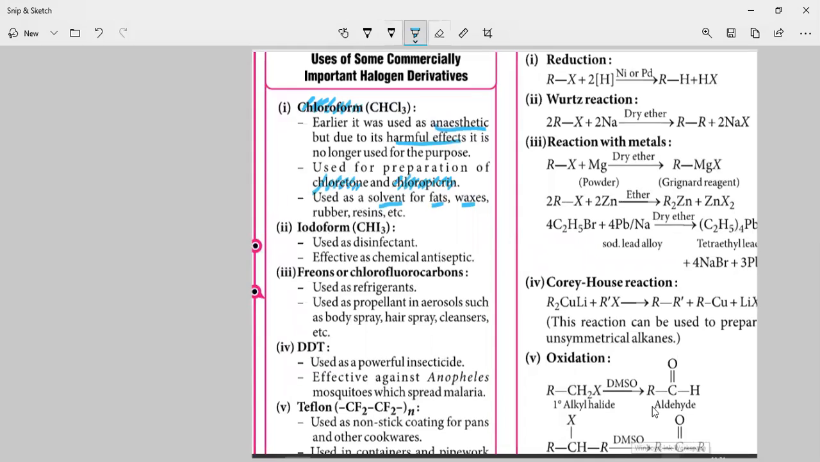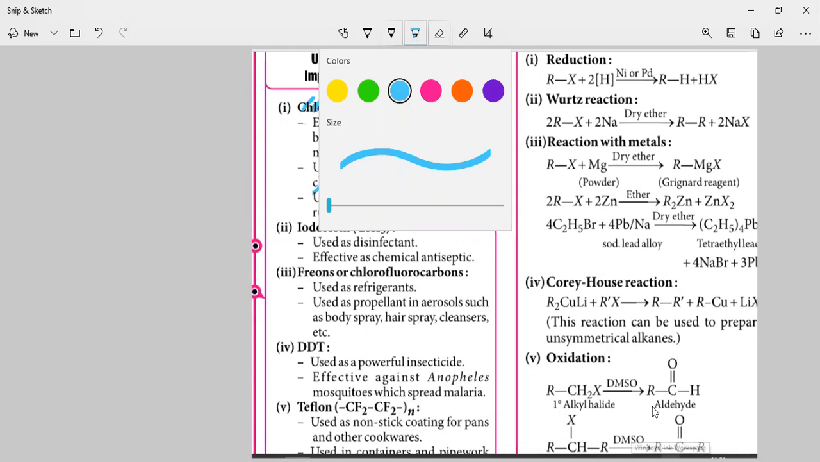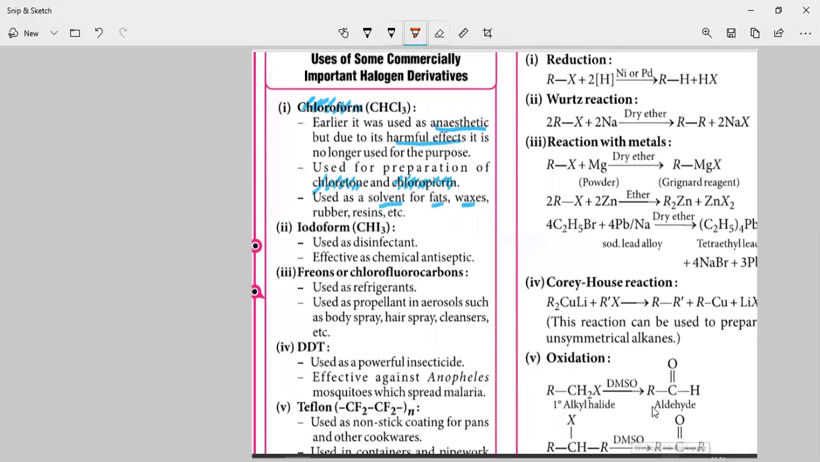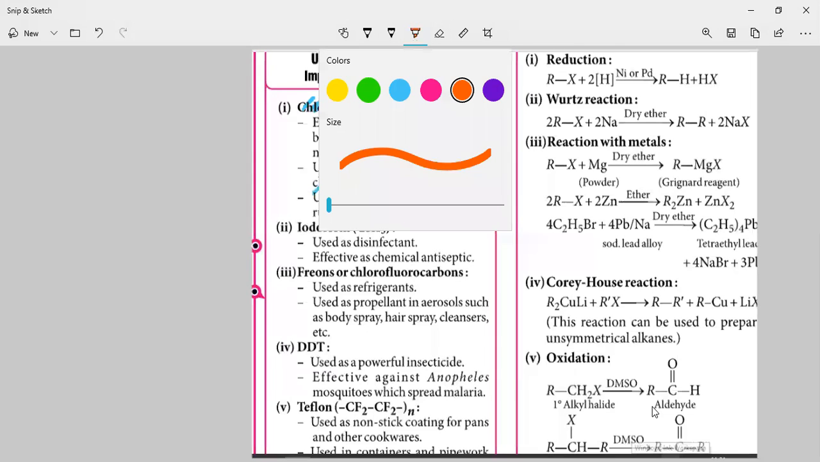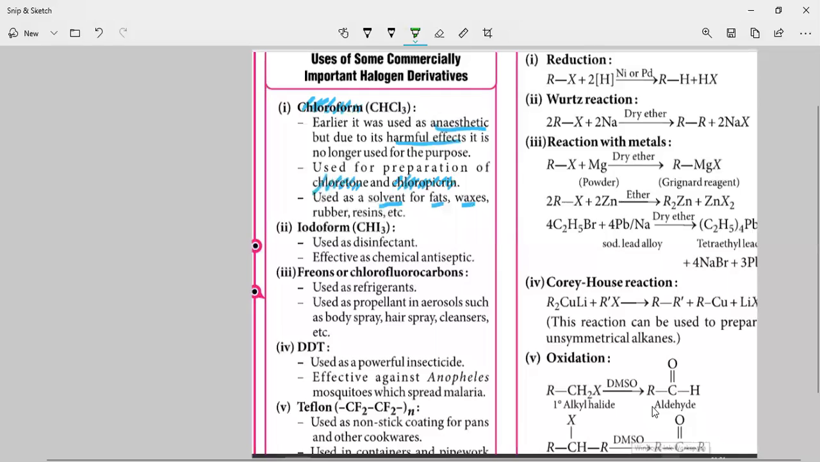Next compound, let us go further: iodoform. Iodoform is also one of the important halogen derivative compounds. It is used as a disinfectant. It is effective as a chemical antiseptic.